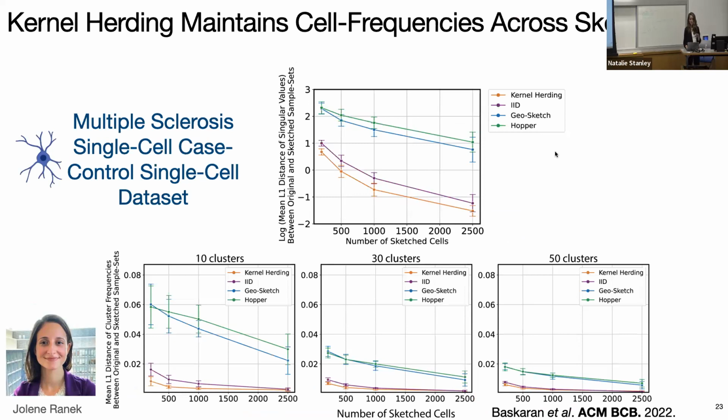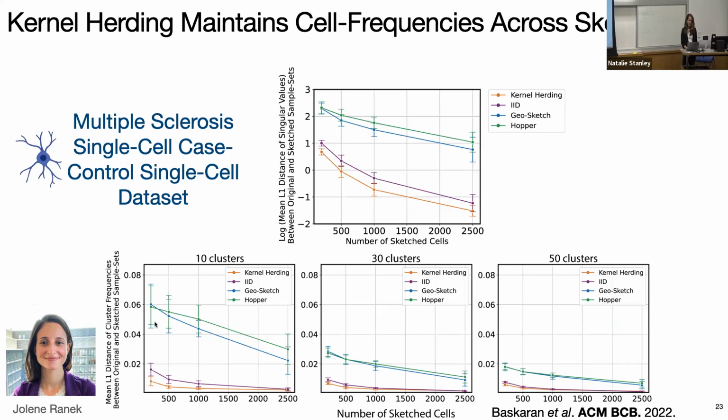I told you we wanted to preserve singular values, and we compare our approach, which is the kernel herding approach, in orange. So a lower value of an L1 distance between the singular values in the original data set and the singular values in the sketch is better. As a function of sketch cells, you can see that this difference decreases as your sketch gets bigger, which makes sense because you're converging to the real data set. But we really do better than these other approaches.